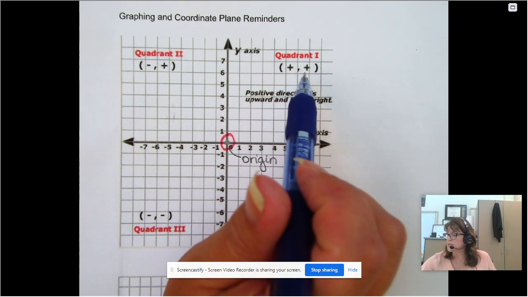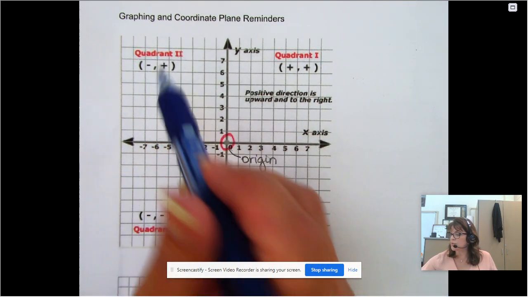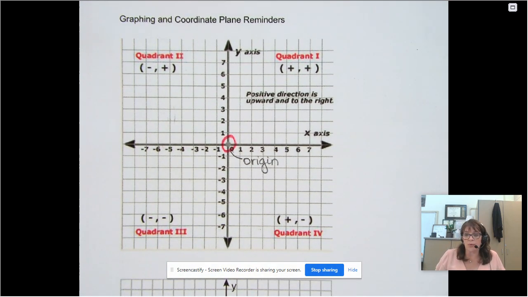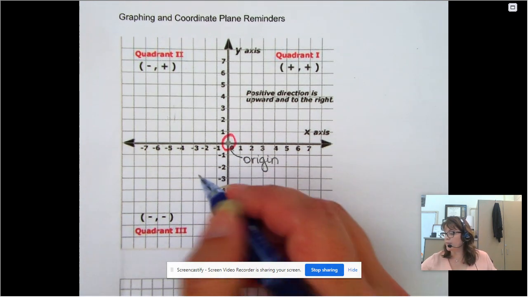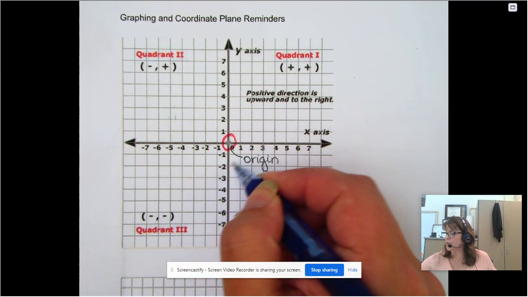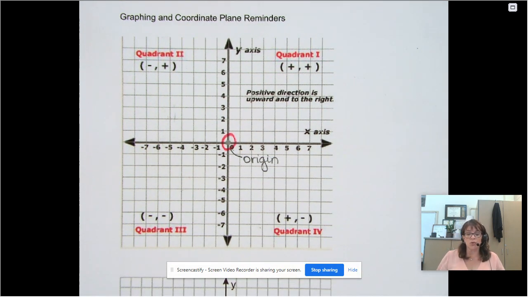The quadrants are numbered going counterclockwise. Quadrant 1, 2, 3, 4. That is going to become important in describing your graphs. So I'm going to want you to know, hey, my graph went from quadrant 3, a little bit of quadrant 4, and up into quadrant 1. You're going to be able to use those terms to describe the movement of a graph.